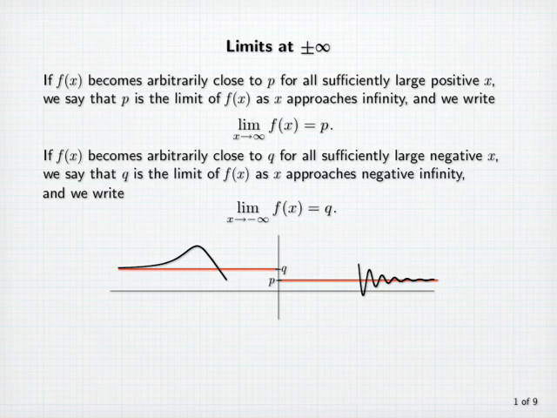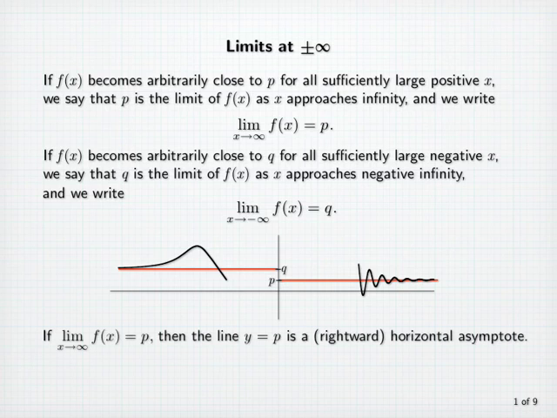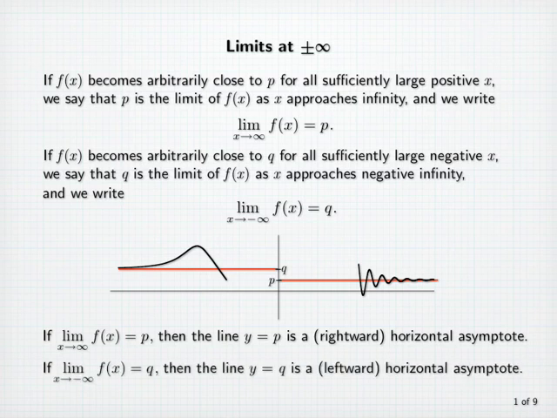In summary, if the limit as x approaches infinity of f of x equals p, then the line y equals p is a rightward horizontal asymptote. If the limit as x approaches negative infinity of f of x equals q, then the line y equals q is a leftward horizontal asymptote.